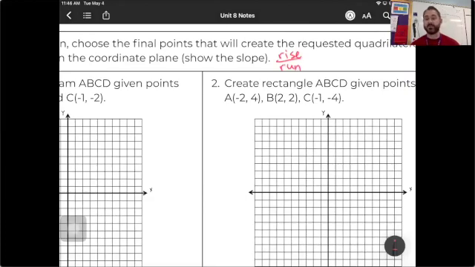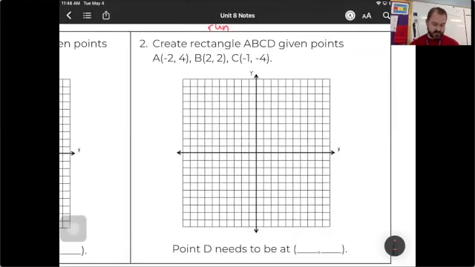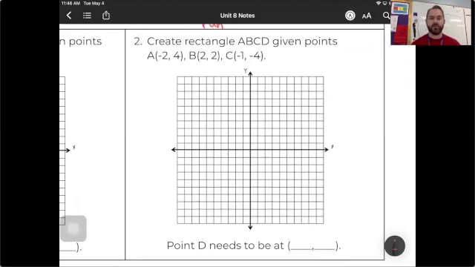So I'm going to actually do example 2 with you because it's the one I want to do first, and then we'll go back and do number 1. The first thing you need to do is plot the 3 points they do give you on the graph. So A is at -2, 4. Remember that first coordinate is your x, your left and right. So -2, 4 puts A right there. B is at 2, 2. So you notice I plotted my point, but I also labeled it. We need to do that on all 3. B is at 2, 2, right there. C is at -1, -4, right there.